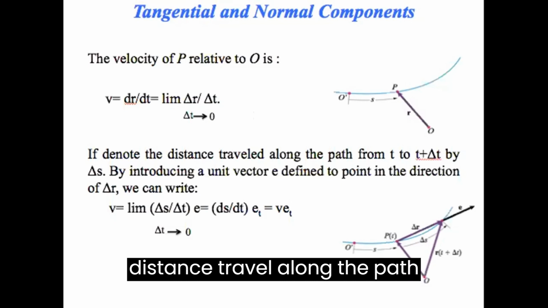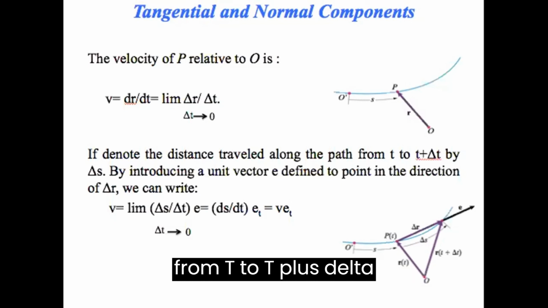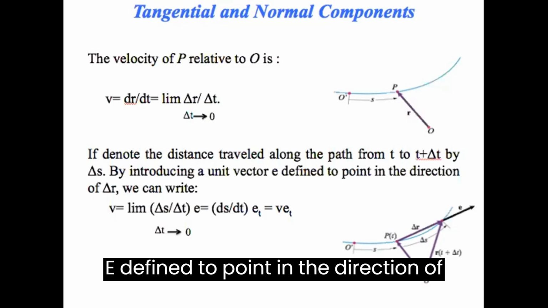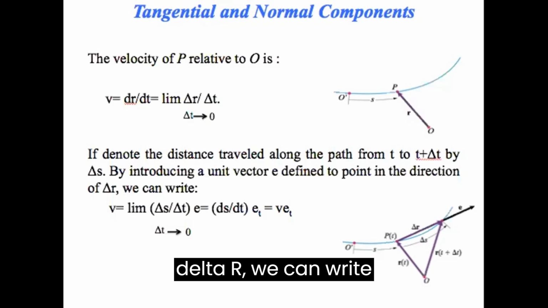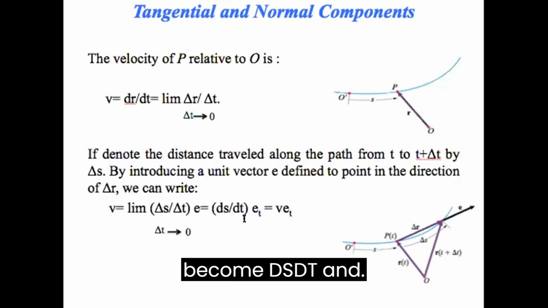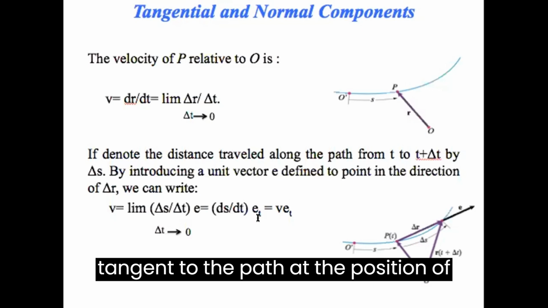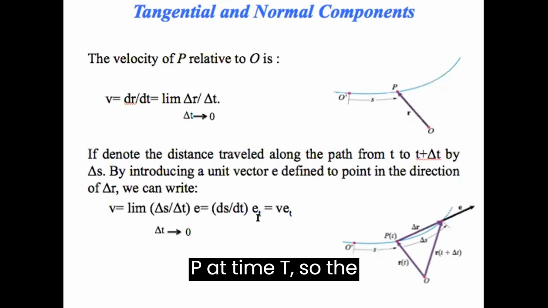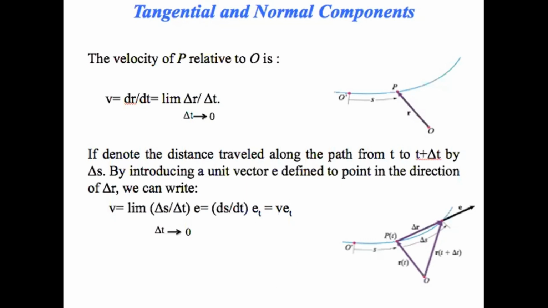If we denote the distance traveled along the path from T to T plus delta T by delta S, by introducing a unit vector E defined to point in the direction of delta R, we can write velocity equals delta S over delta T times E. When delta T approaches zero, delta S over delta T becomes ds/dt, and E becomes a unit vector tangent to the path at the position of P at time t. So the velocity equals V ET.